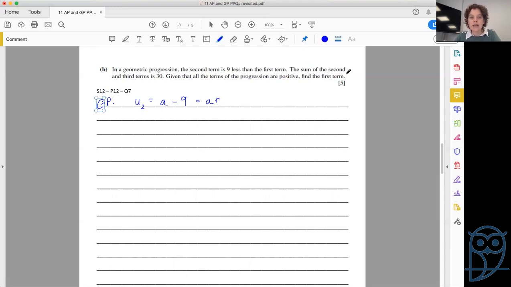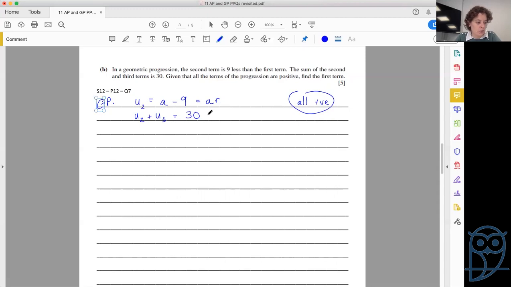The sum of the second and third terms is 30. Well, this is not an SN because we excluded the first term. It is very simply second term plus third term equals 30. Given all the terms are positive, find the first term. So find A.